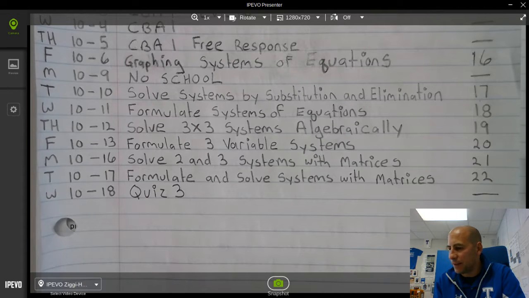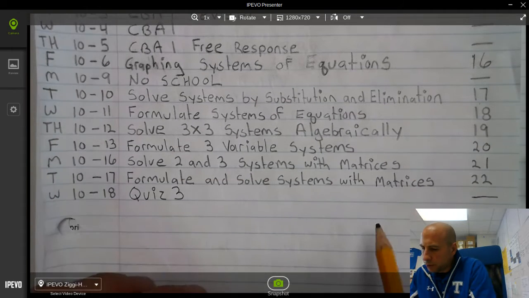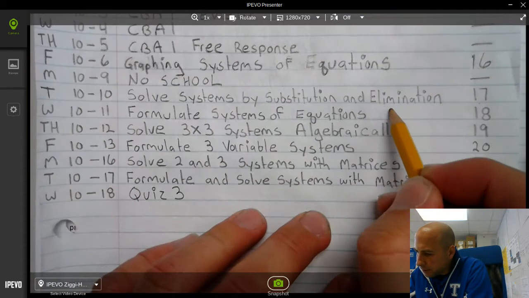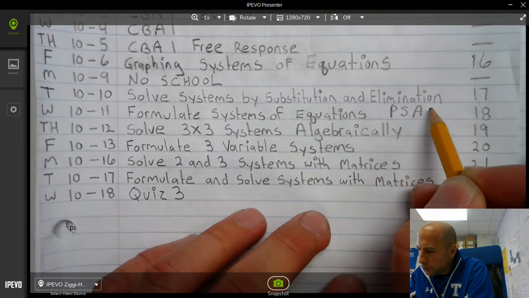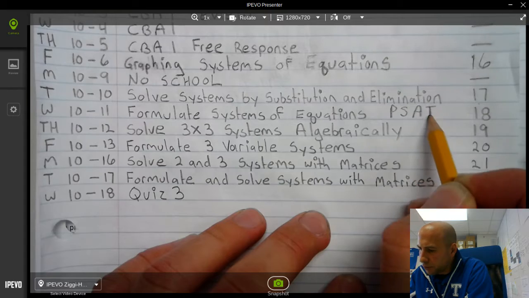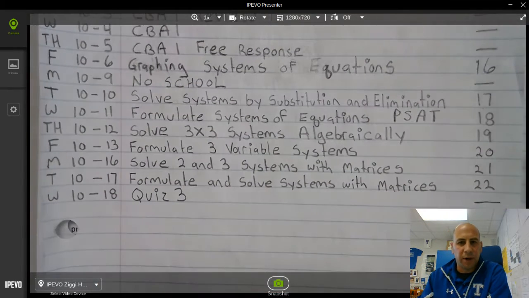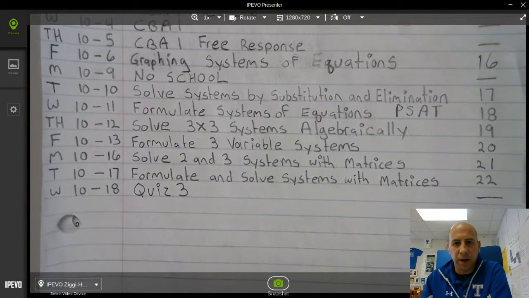That's on page 18. Now a little note on Wednesday, October 11th, is that's when the PSAT is. I know that's going to affect some of you, and specifically my first and third period. So I'll explain some adjustments we can do with that throughout the video.